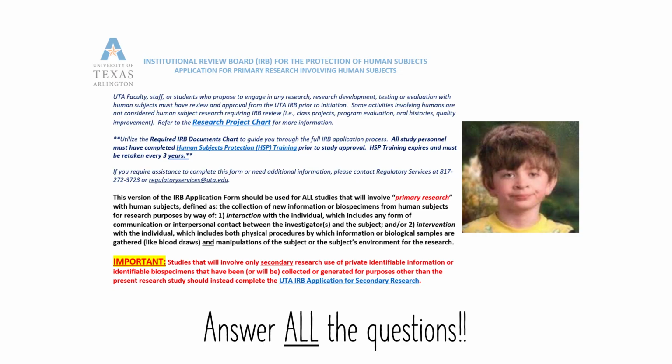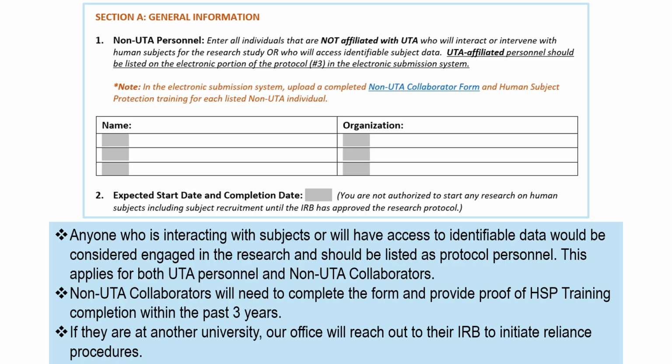Please ensure that all questions in the application have a response, even if you are just notifying us that certain portions of the document do not apply. If an incomplete application is received by our office, we will return it back to the PI for edits, and upon resubmission, it will be entered into the bottom of the queue. If you have questions about some of the sections and how to provide a response, please feel free to reach out to us before you submit. The first section of our protocol application is where you will list all collaborators who will be interacting with subjects or who will have access to identifiable data that are not affiliated with UTA.